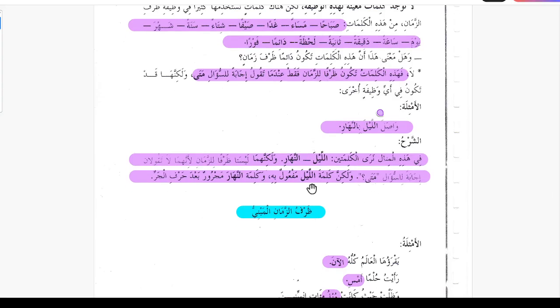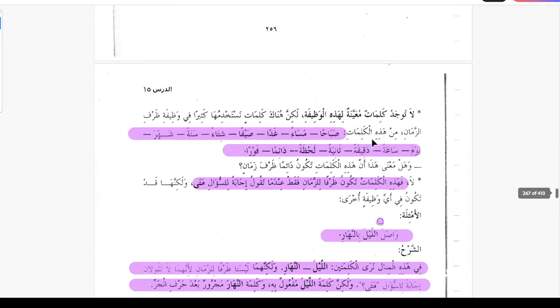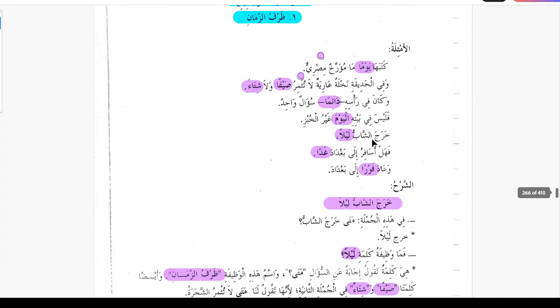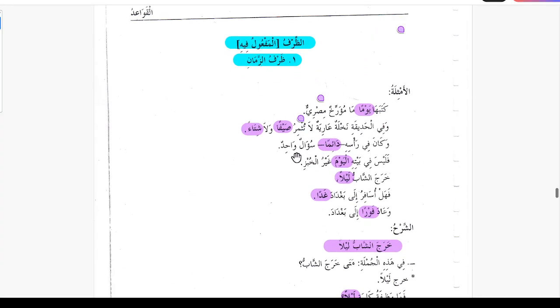Walakinna kalimat al-layla, so here this layla is the maf'ul bihi, not an adverb of time. Wa kalimatan nihara, and this an-nihara is majroor by ba. So badal harful jarri, this is ism majroor and this is maf'ul bihi. So these two words here are not used as a zarfu zaman or maf'ul fihi.